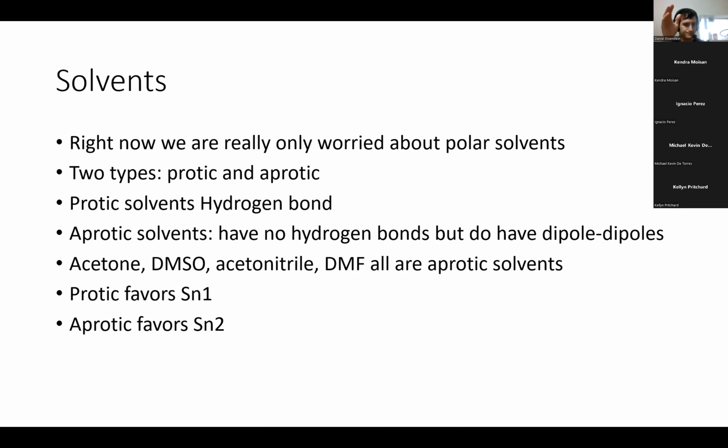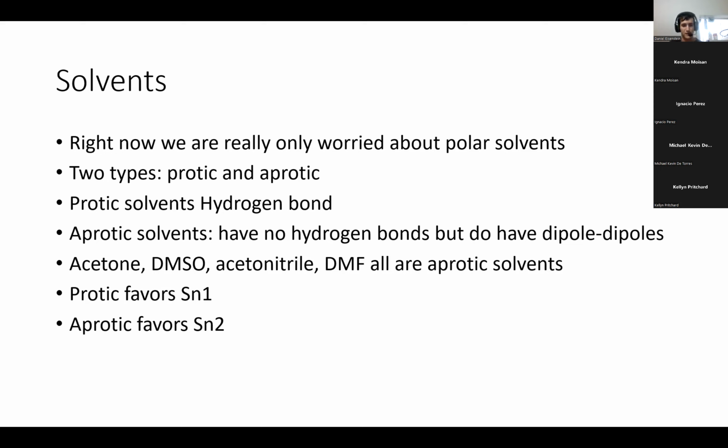Okay. So there are two general types of solvents, polar and non-polar. For now, we're just worried about polar solvents. So there are protic solvents and aprotic polar solvents. A protic solvent can hydrogen bond. A non-protic or aprotic solvent cannot hydrogen bond. That's the only difference between the two. Acetone, DMSO and DMF, as well as acetonitrile, are common solvents that are going to be aprotic.